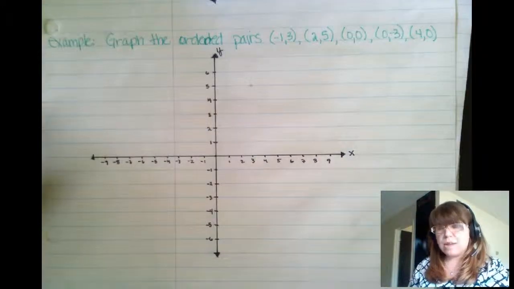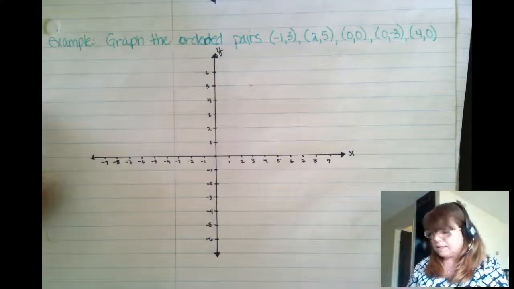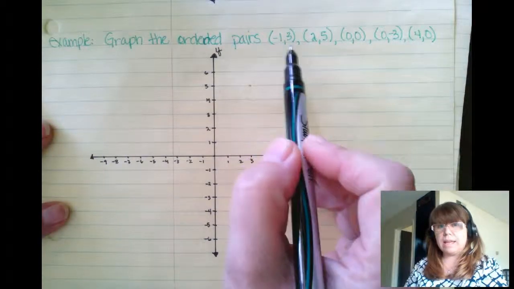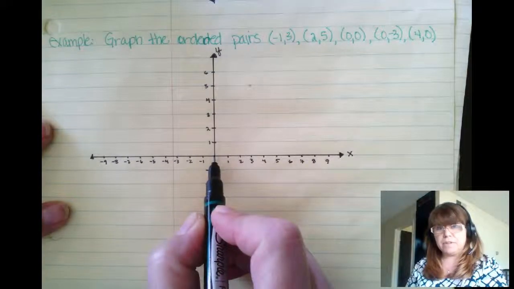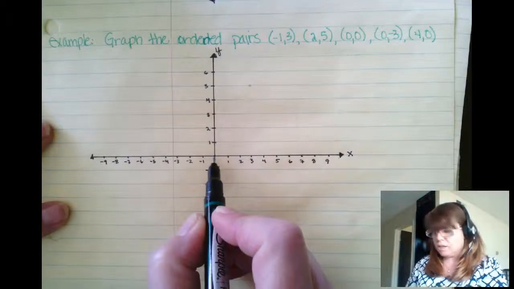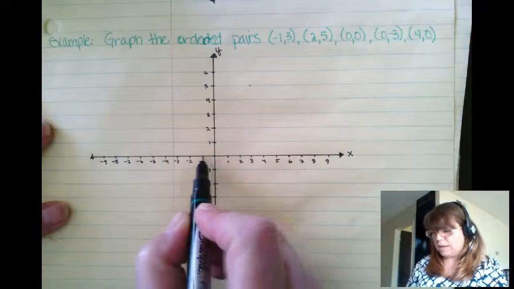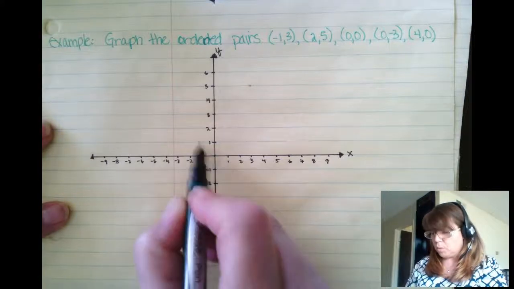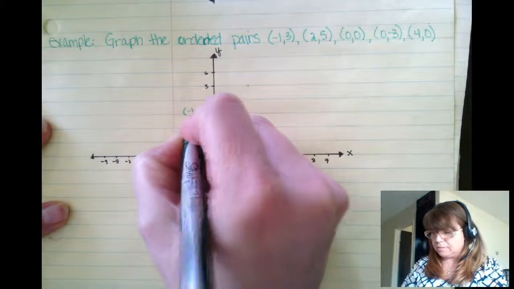Alright, so let's try a couple of points ourselves without it previously being done for us. Let's take the first pair of (-1, 3). So I always start at the origin. My first coordinate is always my x, and that determines left and right. So I go negative 1. Negative is to the left direction, so I go negative 1. And then 3. 3 is positive, so I go up. 1, 2, 3. I plot my point, and I label it.